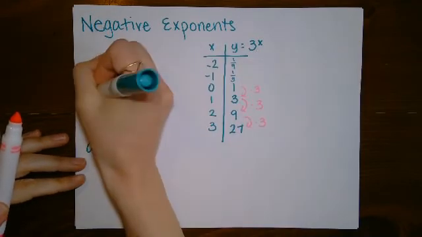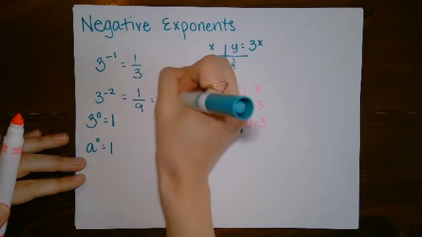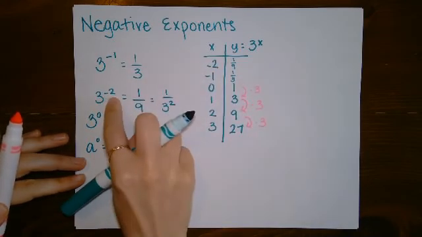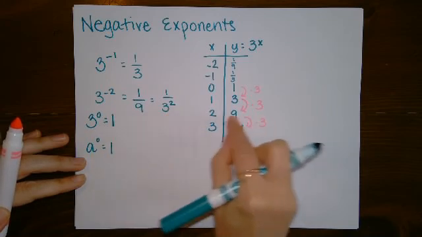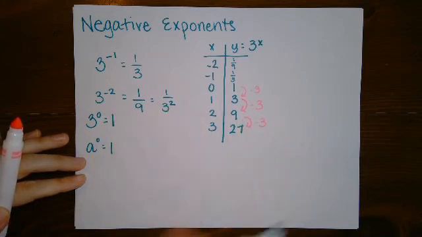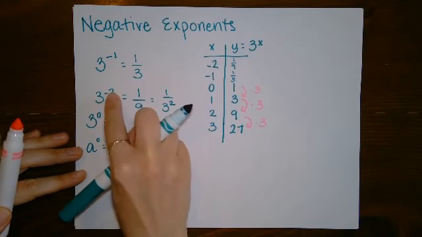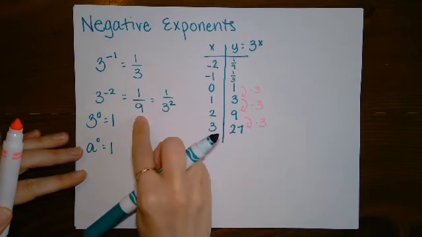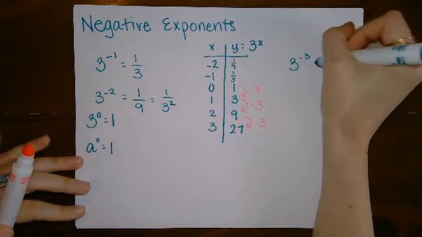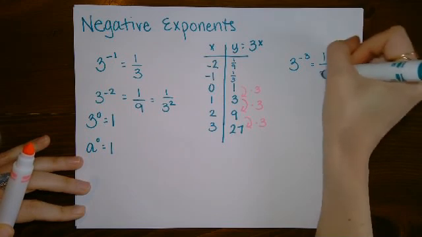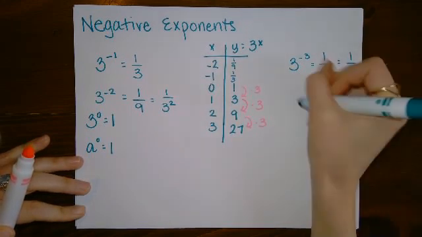3 to the negative 2 would be 1/9. You could also think of it as 1/3 squared. So there's still 2 factors of 3, but again, instead of multiplying by those, we are dividing. So once again, 3 to the negative 1 power would be 1/3. 3 to the negative 2 power would be 1/9. Say you had 3 to the negative 3 power, that would be 1/3 cubed, which is 1/27.